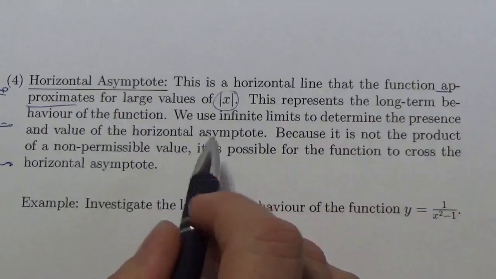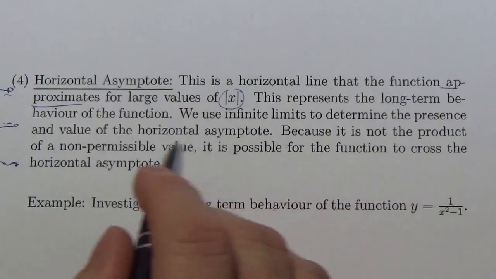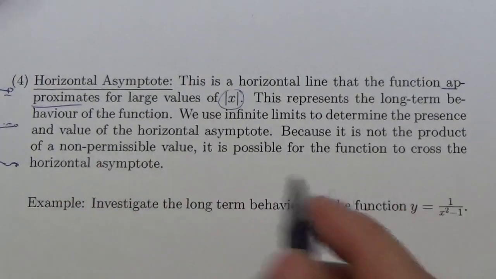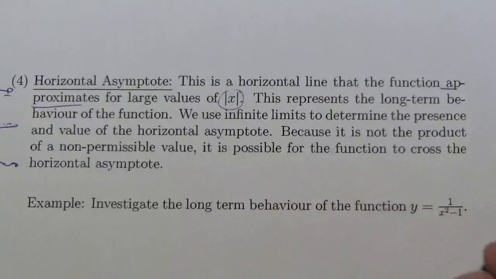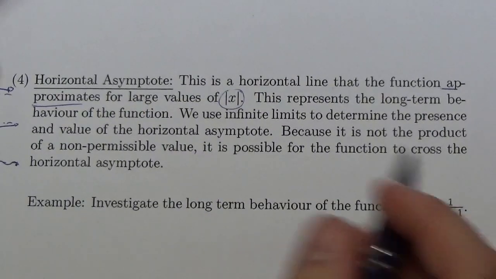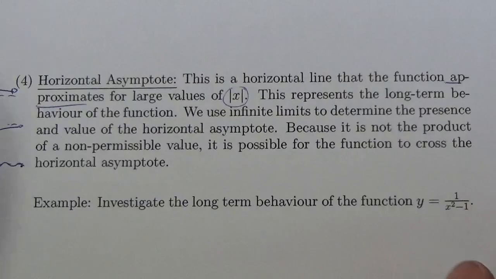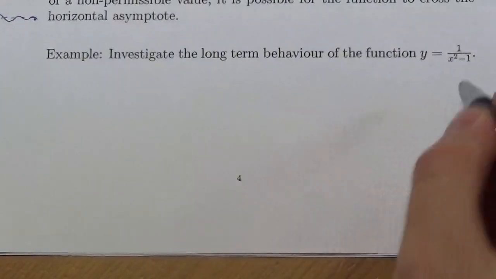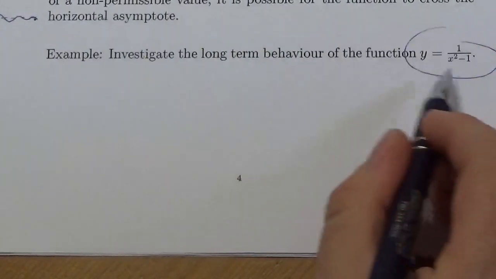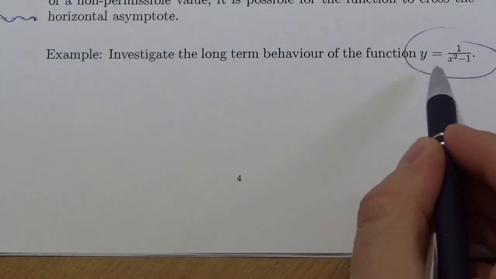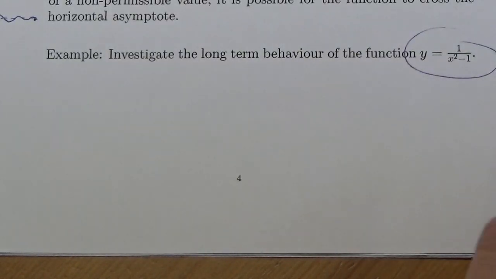We use infinite limits to determine the presence and behavior of the horizontal asymptote. Okay, so let's take a look at an example so you can see what I mean by this. Let's investigate the long-term behavior of that function. We've looked at this function before, but let's look at it again: 1 over x squared minus 1.